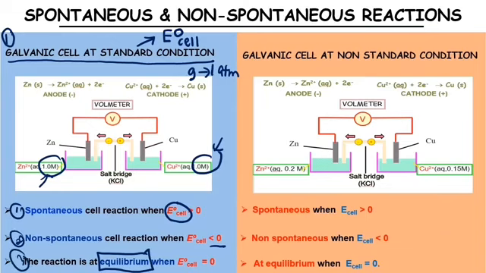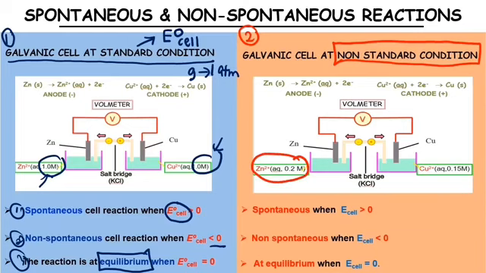If the question provided the galvanic cell at non-standard condition. What is meant by the non-standard condition? Maksudnya sebagai contoh, concentration is not at 1.0 molar. Sebagai contoh, soalan ni dia bagi zinc 0.2 molar. Kalau dia bagi gas, gas pun bukan pada 1 atm. So, maksudnya galvanic cell tu bukan pada keadaan yang standard.